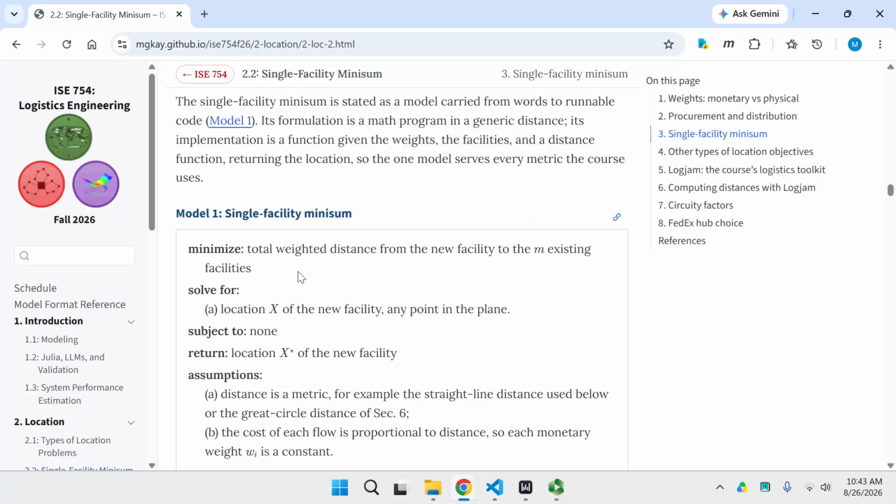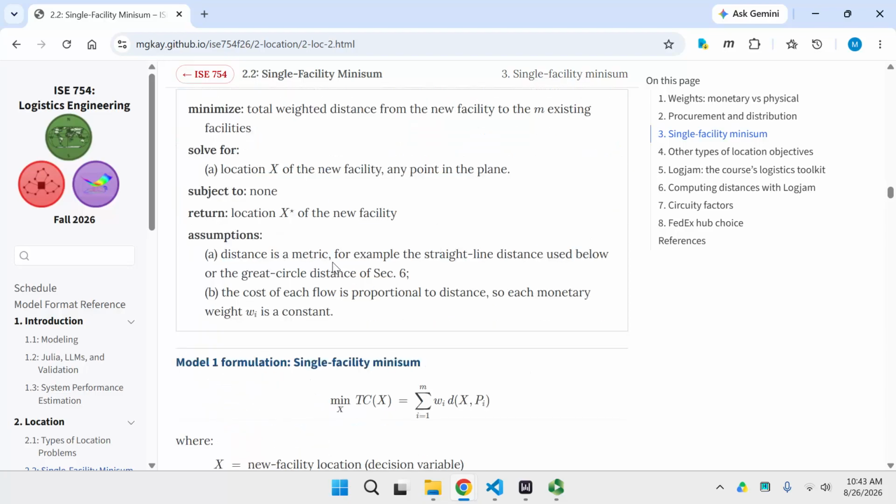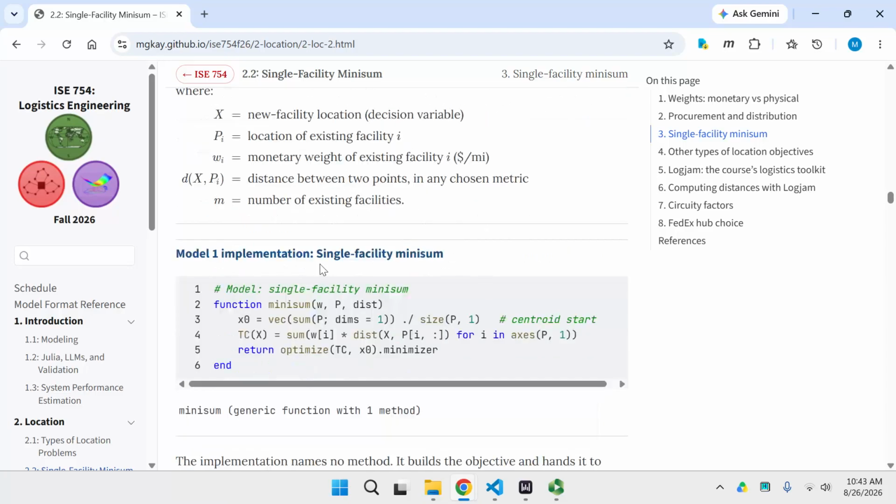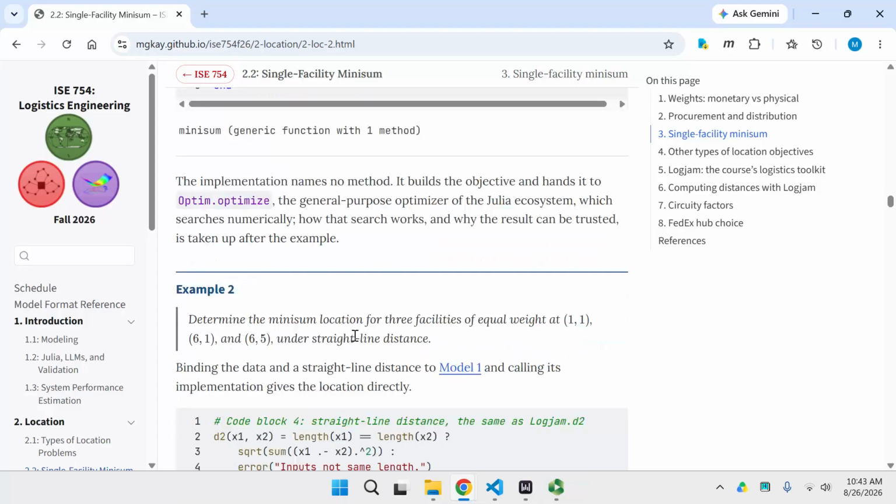Here's a model format specification of our single facility Minisum problem. Here's an implementation. We're going to be using the optimize function. It's part of the Optim framework. So all we're doing here is basically picking a starting point, and we're going to use the centroid as our starting point. And then from that starting point, this function is using the Nelder-Mead procedure, and it's going to return the optimal location.